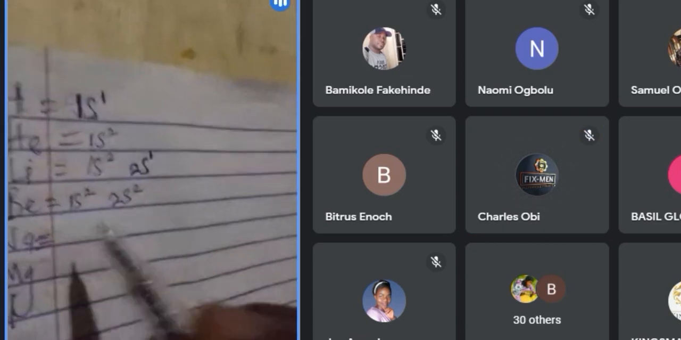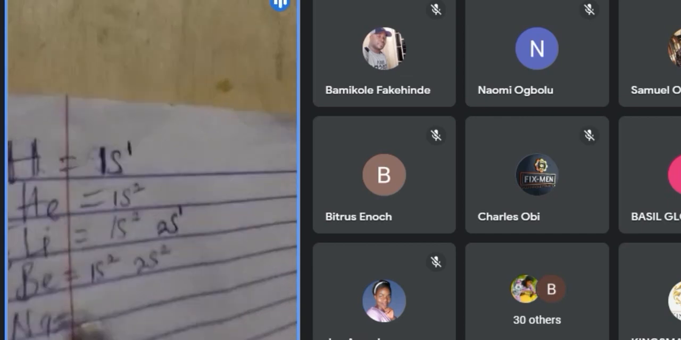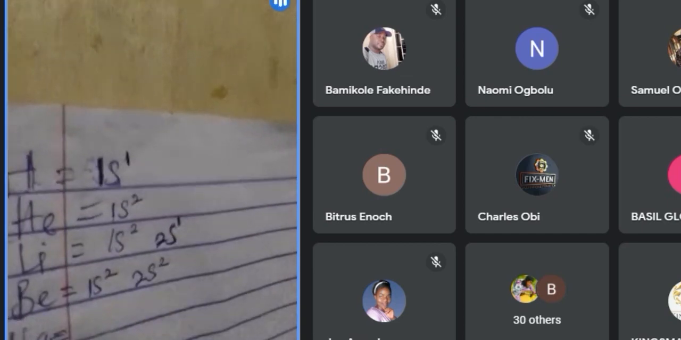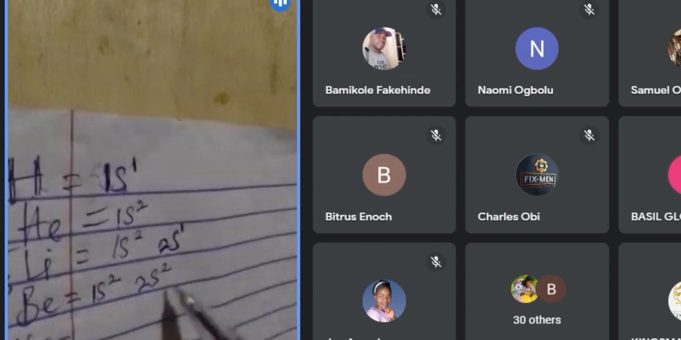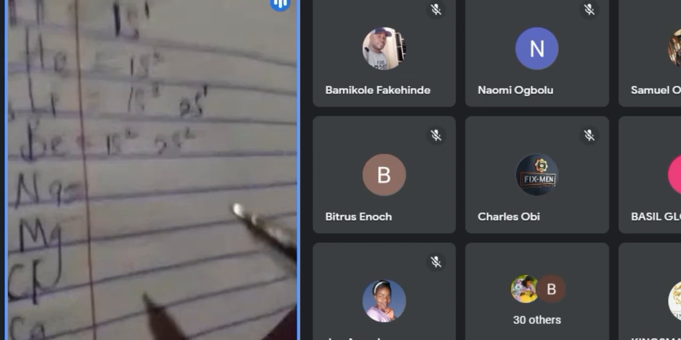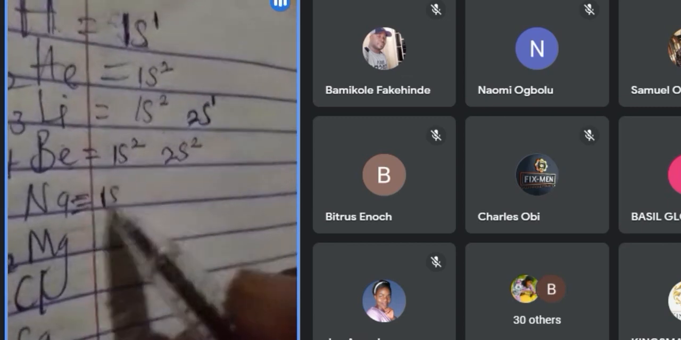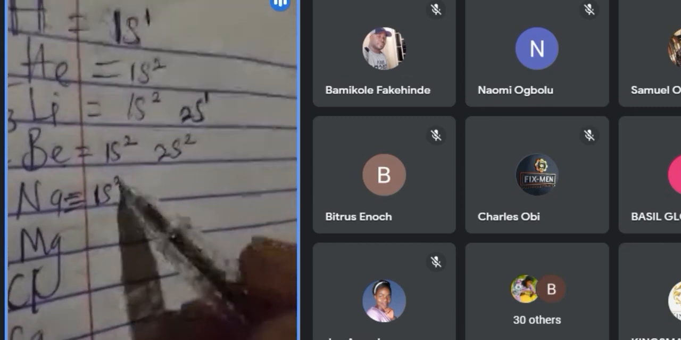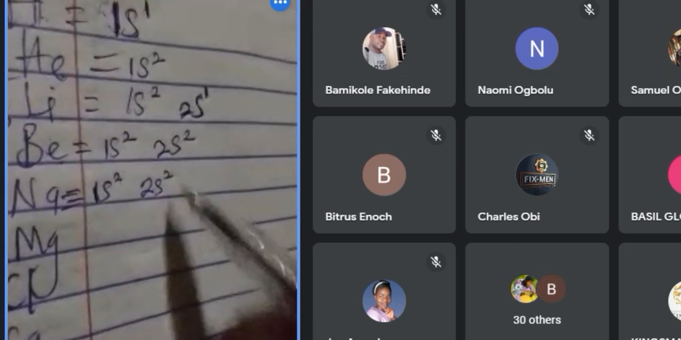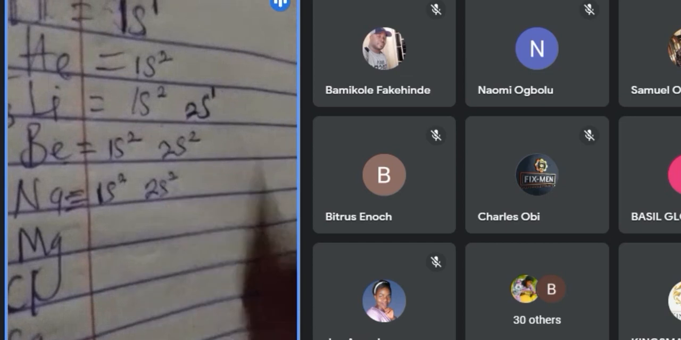Okay, so beryllium, we're filling beryllium. Beryllium is 1s2, 2s2. It has the atomic number of 4. Okay, we've filled that. We are filling sodium now. Sodium with atomic number of 11. So let's start. That's 1s2, 2 has been out of it, it remains 9. 2s2, another 2 out of it, it remains 7.